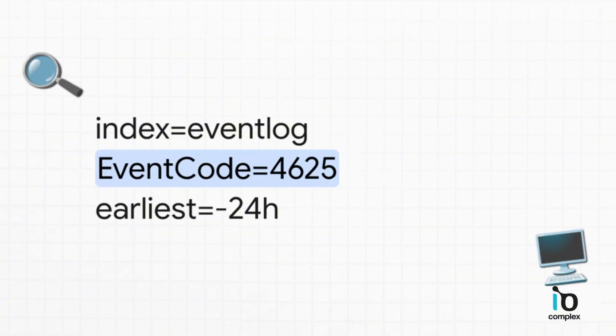Now, this one line of text is incredibly powerful. Let's break it down. The index equals event log part just points you to the right pool of data. Event code equals 4625, that's the specific universal fingerprint for a failed login on a Windows machine. And earliest equals -24H just tells Splunk, hey, only show me stuff from the last day. And boom, just like that, you've sifted through millions of events to find the exact handful that actually matter.